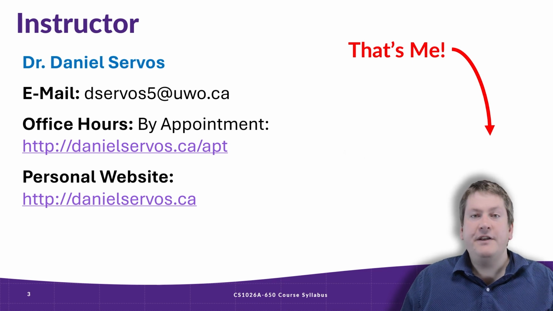If you ever need to get in contact with me during the course, please feel free to email me at dservos5@uwo.ca. Make sure to include the course code for this course, that's CS1026, and your section number, which should be 650, in the subject of any emails to avoid your email being caught in the spam filter. Also make sure to send your emails from your Western email account.